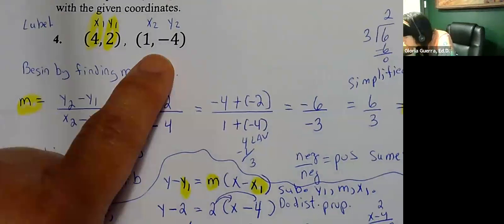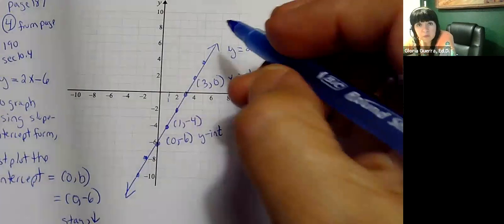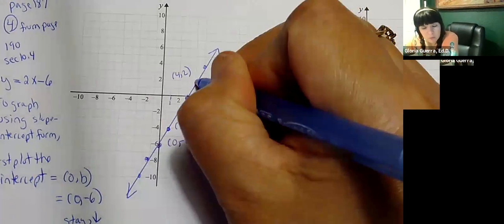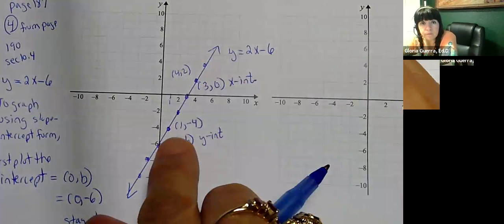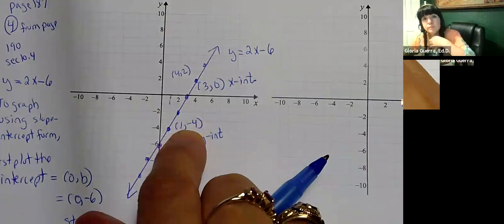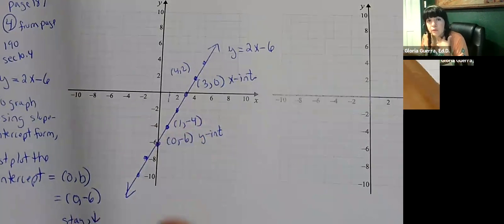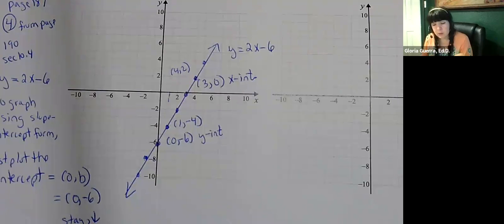Let's look for them. So it looks like 4, 2 is right here. That's that. And then the other point, 1, -4, is right there. Okay. All right. So I wanted to show you that just for the extra practice, right? Extra practice on that.